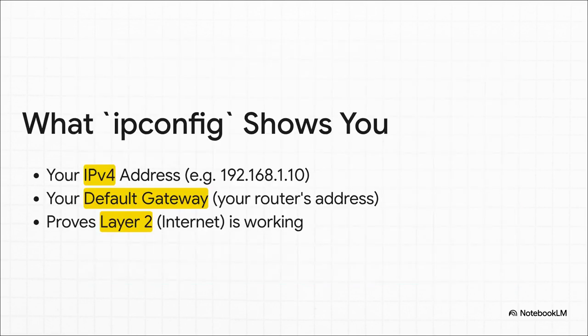The output shows a few things, but what you're looking for is the IPv4 address. That's your current address online. You'll also see something called a default gateway, which is just your router's address, the door from your house to the giant street that is the internet. And there you have it. Layer 2, the internet layer, is doing its job.